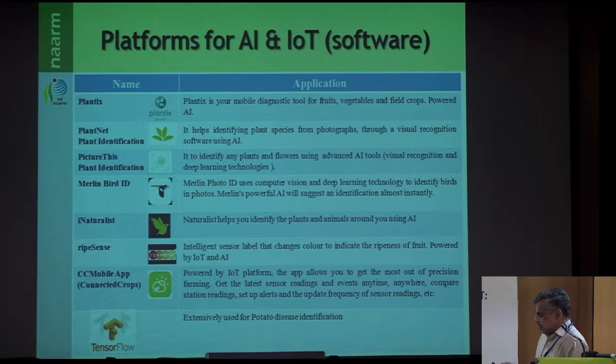So TensorFlow can be used. Plantix is also freely available, but the problem with Plantix is that this Germany-based company is getting the old data, the complete data, of Indian agriculture. That is the only concern with Plantix.